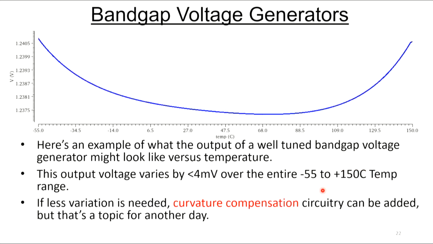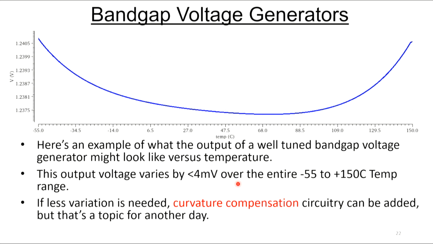Now, here's an example of what a well-tuned bandgap voltage generator output might look like. I simulated the cell bandgap generator here. And you can see it's pretty close. It's a little over 1.2 volts. And I'm sweeping it all the way from minus 55 all the way up to 150 degrees. And so it's a very wide temperature range here. And it's only changing by maybe 4 millivolts over this whole temperature range. So it's pretty flat. It looks pretty good.